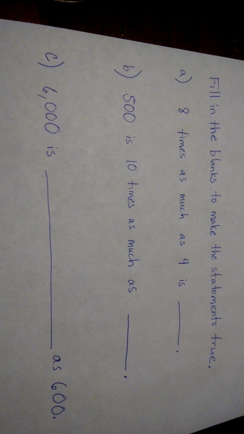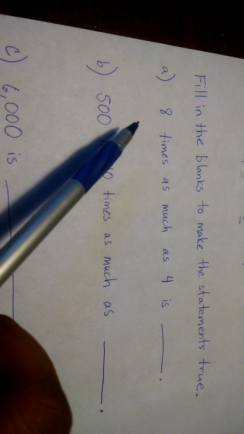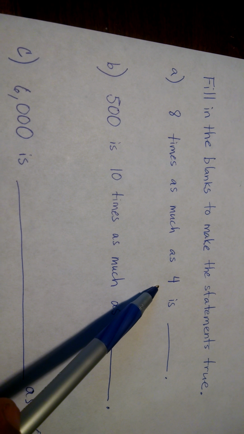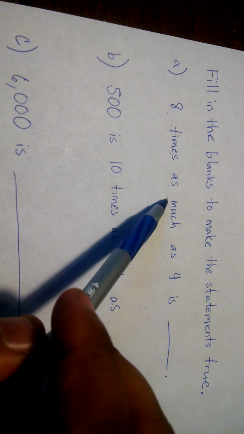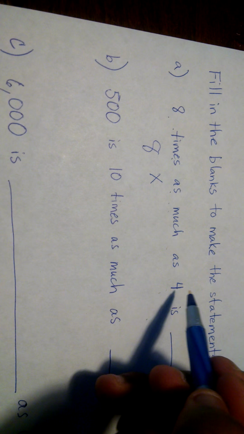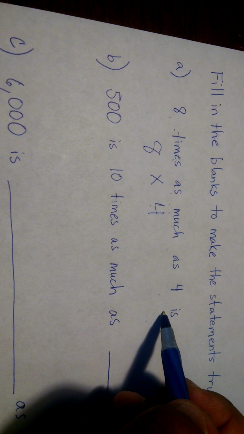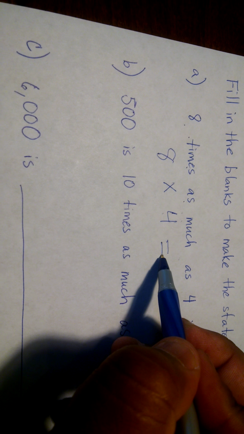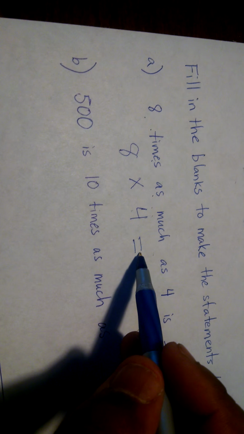Okay, now you have some fill in the blank statements. So one of the things that you want to do is change these words into number sentences. So this one says 8 times as much as 4 is. So 8 times as much as 4, 8 times 4 is equals in math. So blank, I'm looking for 8 times 4. The answer is 32.